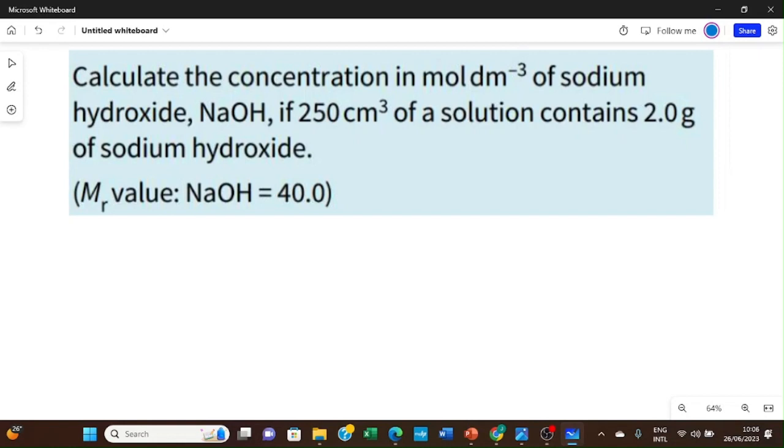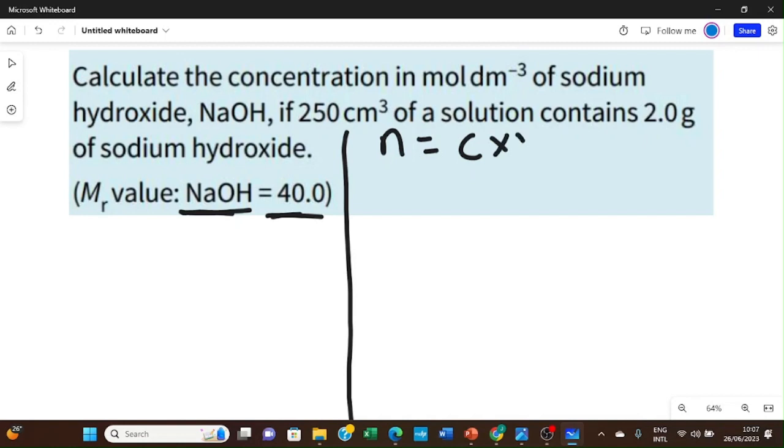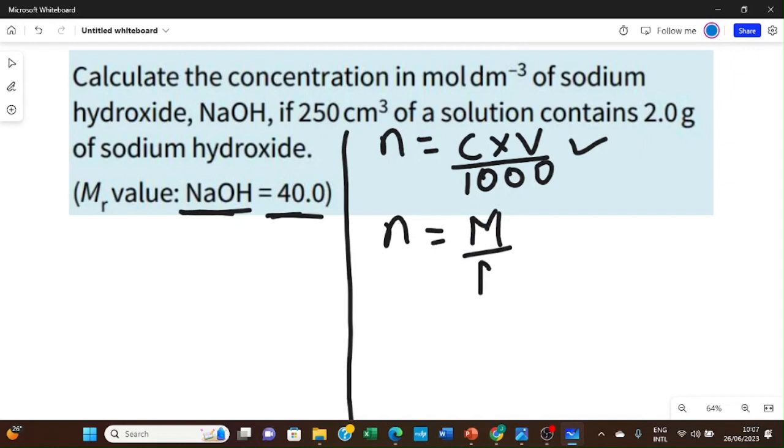We are given the molar mass of sodium hydroxide as 40. So this is as simple as ABC. We have to calculate the concentration in mole per dm cube. Remember, number of moles is equal to concentration times volume over 1000. Please, let's take note of this formula. Then the next one, remember, number of moles is equal to mass over molar mass.